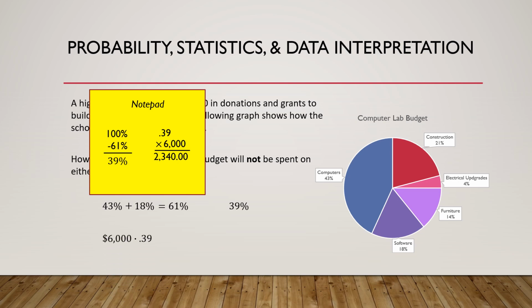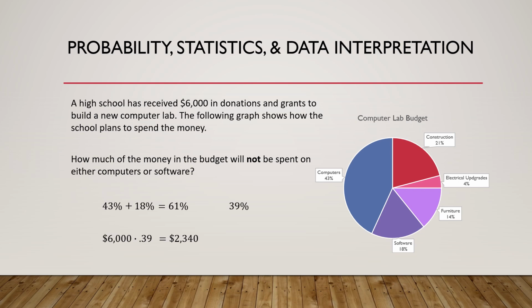$6,000 times 0.39 is $2,340 on items other than computers and software.